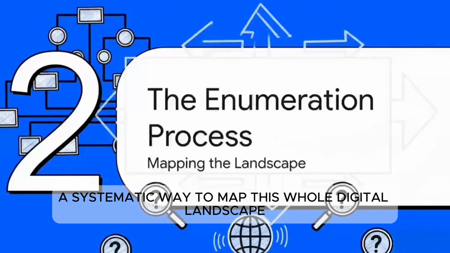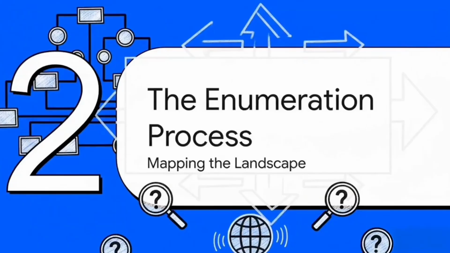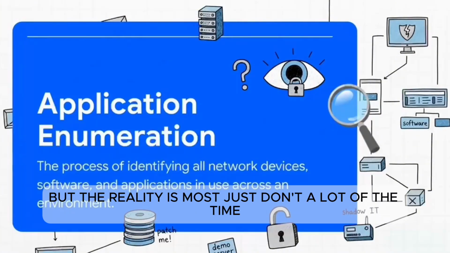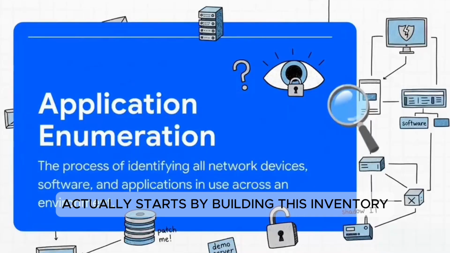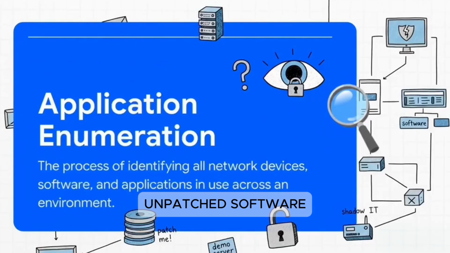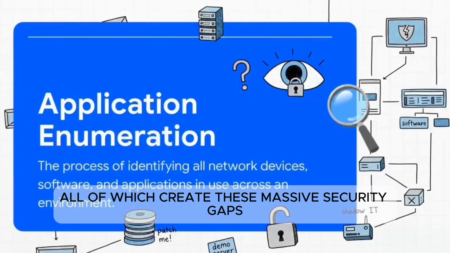We need a systematic way to map this whole digital landscape. And that process, well, we call it enumeration. You know, an organization should have a complete inventory of all its assets, but the reality is, most just don't. A lot of the time, our job as testers actually starts by building this inventory for them. We're on the hunt for forgotten demo servers, unpatched software, and that unauthorized shadow IT that people set up, all of which create these massive security gaps.